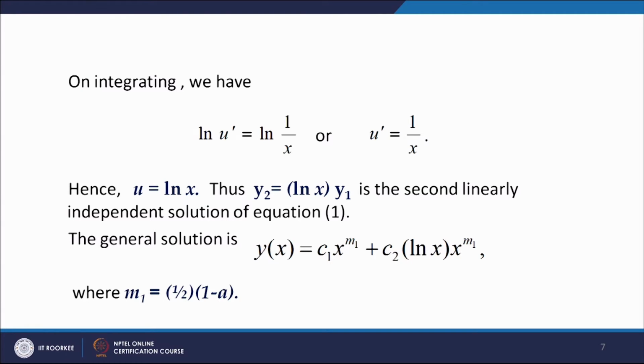So, y2 over y1 is not a constant, and therefore, y2 is the second linearly independent solution of equation 1. So, we have got two linearly independent solutions of the Cauchy Euler equation, the equation with variable coefficients, and so the general solution will be y of x equal to C1 y1. y1 is x to the power m1, m1 is, let us recall, 1 by 2 times 1 minus a, and then C2 times ln x into x to the power m1. So, this is the case of auxiliary equation having two equal roots.